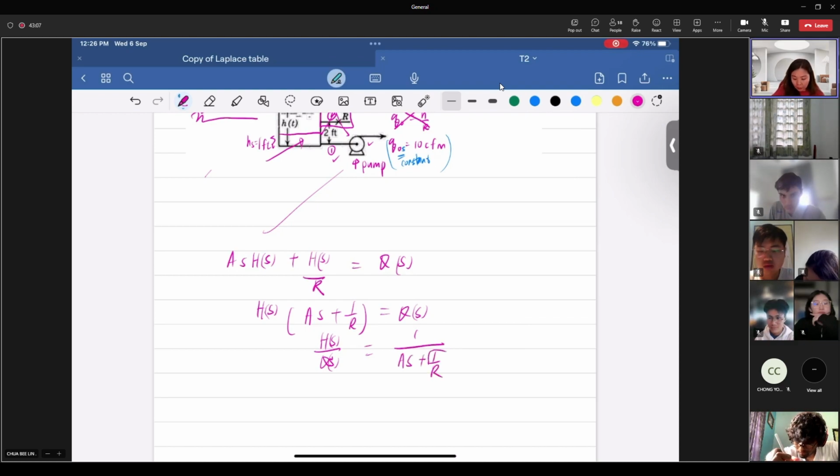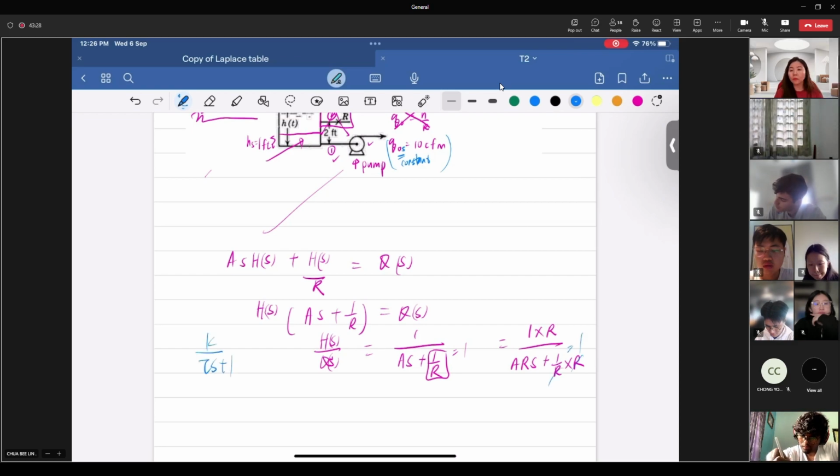To make this term equivalent to 1, you should have all the terms multiplied with the R. So 1 multiplied with R, ARS, 1 over the R multiplied with R. Therefore, you will get this equivalent to 1 to fulfill the pattern of first order. You just multiply this one by R, then you will get R over ARS plus 1, where your K is R, your tau is AR.